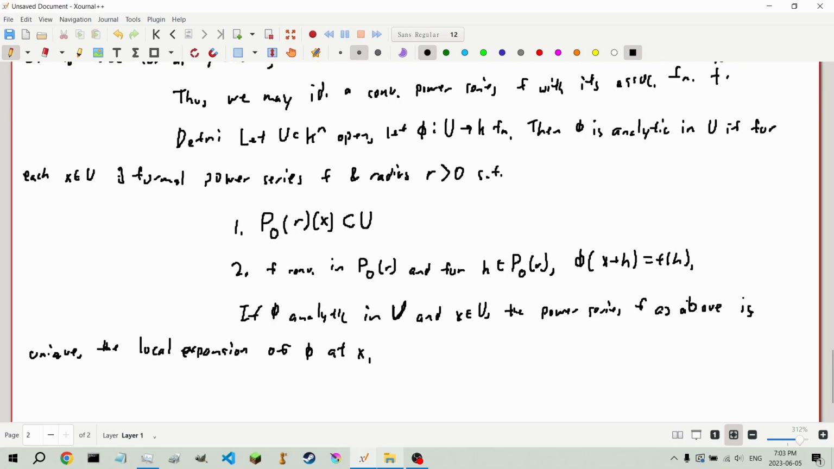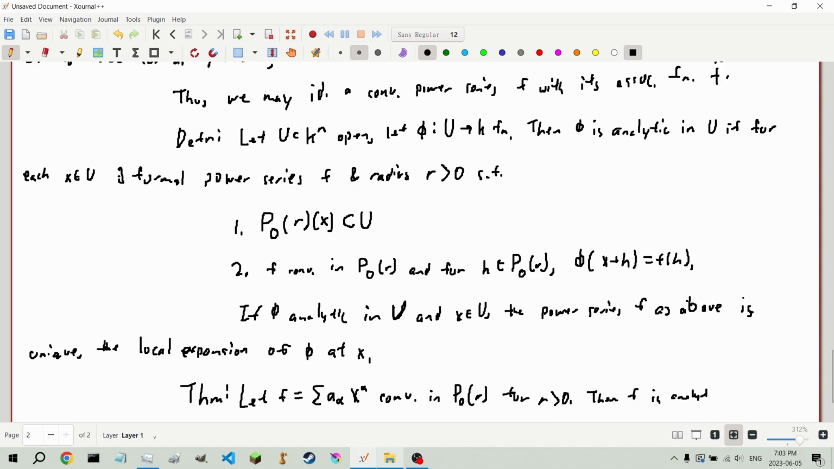So, theorem. I'm going to let f, the sum of a alpha x to the alpha, where x is an indeterminate, be convergent in the strict polydisk of radius r for r positive. Then f is an analytic function in the strict polydisk of radius r.